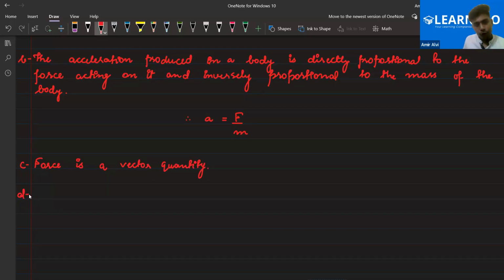The SI unit of force is Newton. Its name is given after Sir Newton. That is its SI unit.